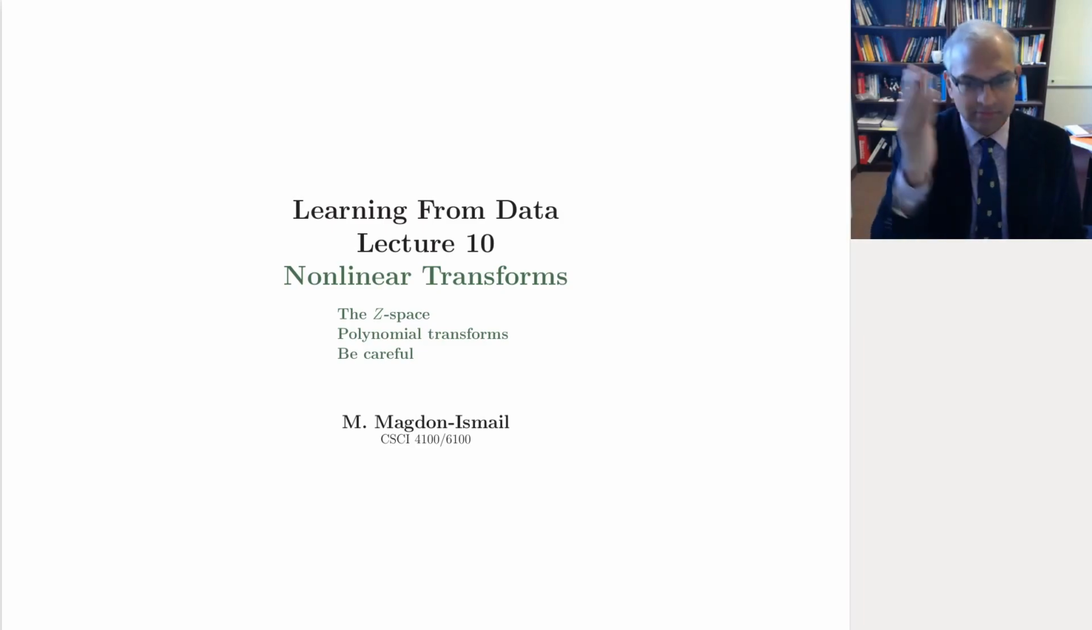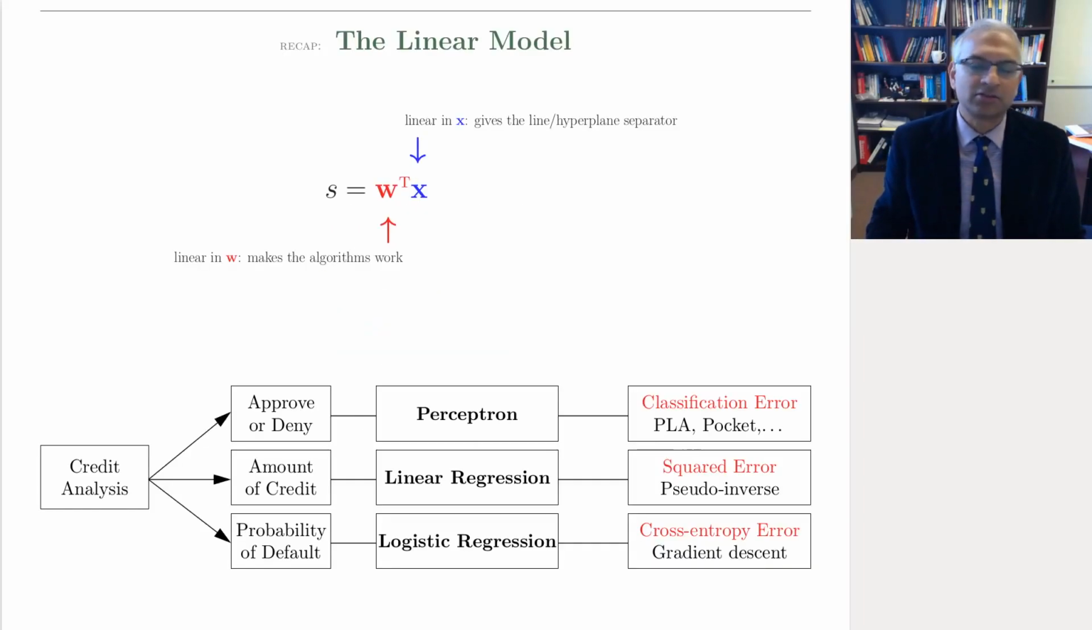Okay. Now first, let's recap where we were from last time. We've talked about the linear model, and specifically the linear signal, which is W transpose X. The linearity in W is what we really cared about when we meant linear, and that's what makes the algorithms go. The linearity in X is also important. That's what gives us the linear separator.